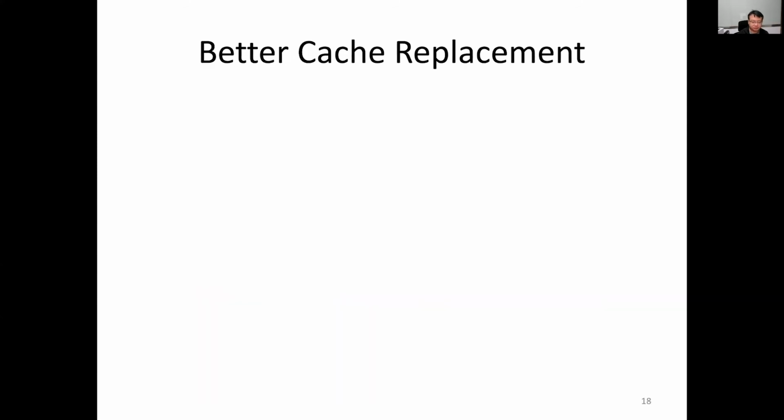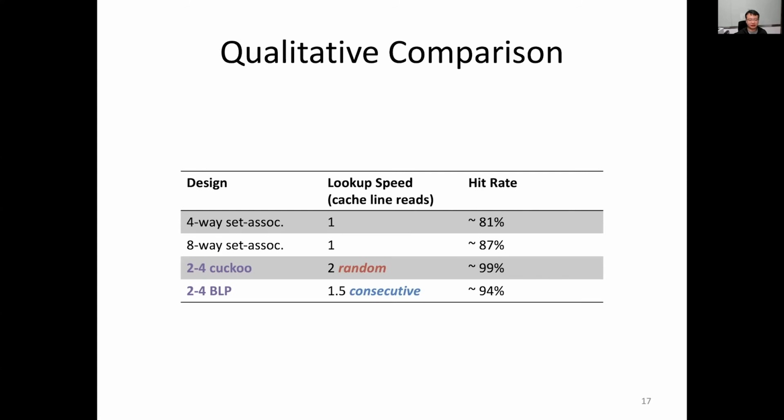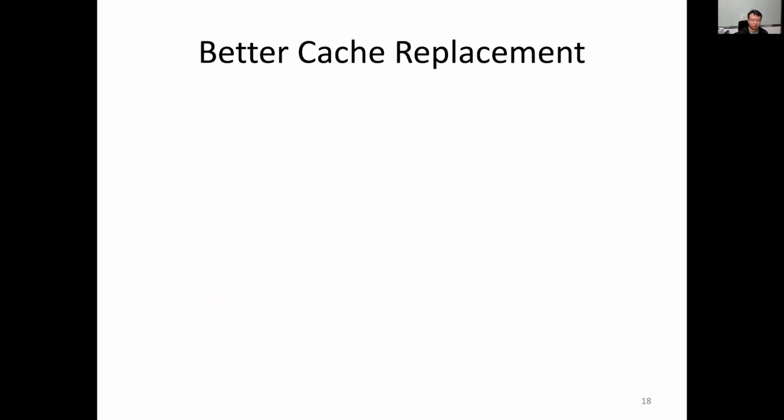So we just talked about the table design. Another important issue in designing a cache is the cache replacement policy, and this is roughly orthogonal to the table design itself. So far, we have only talked about random eviction, right? But when the workload is skewed, random eviction obviously cannot give you the best cache hit rate.